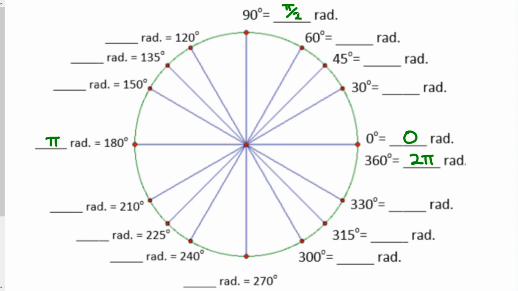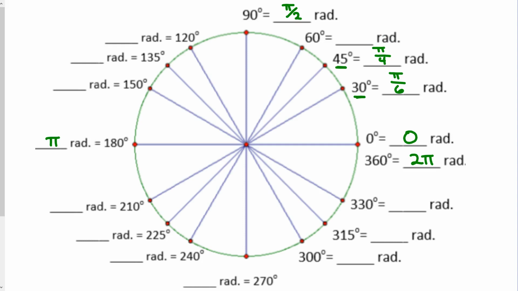Okay, from here, let's take fractions of pi. So 30 degrees is 1/6 of 180 degrees, so it's 1/6 of pi, and so I normally call that pi over 6. 45 degrees is 1/4 of 180 degrees, and so in radians we would have 1/4 of pi, which we can call pi over 4.